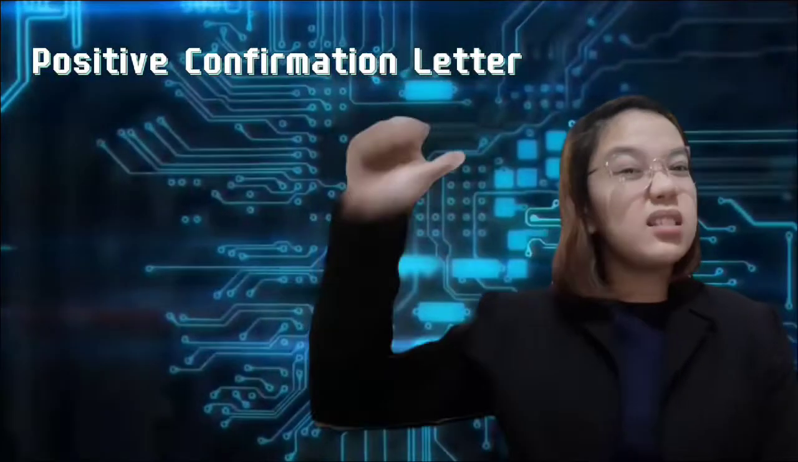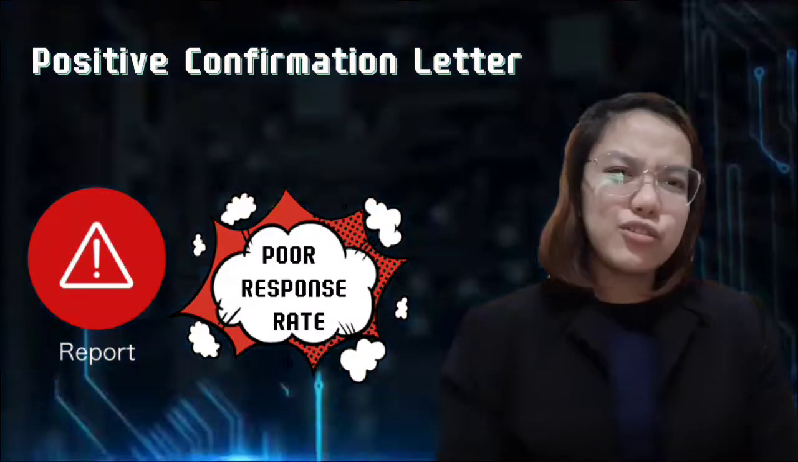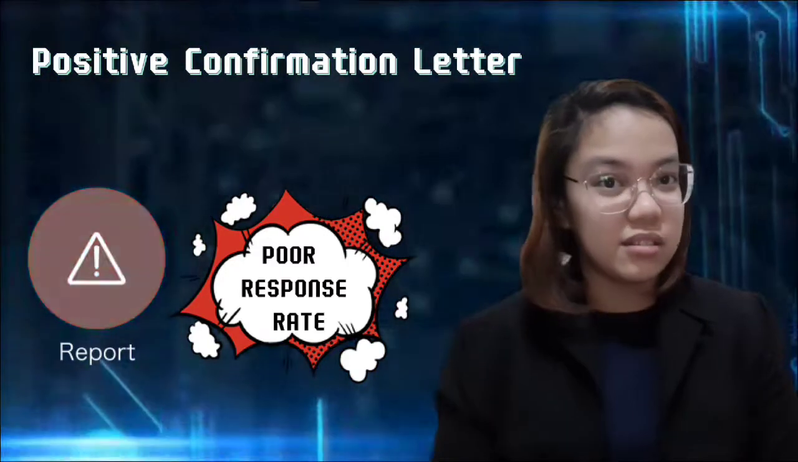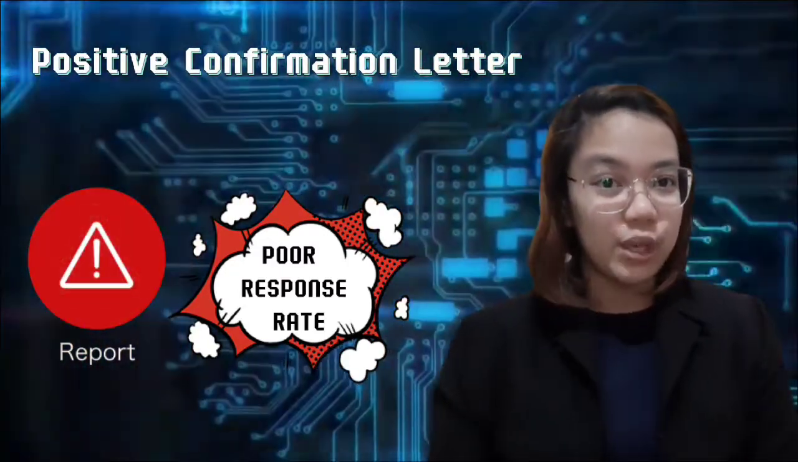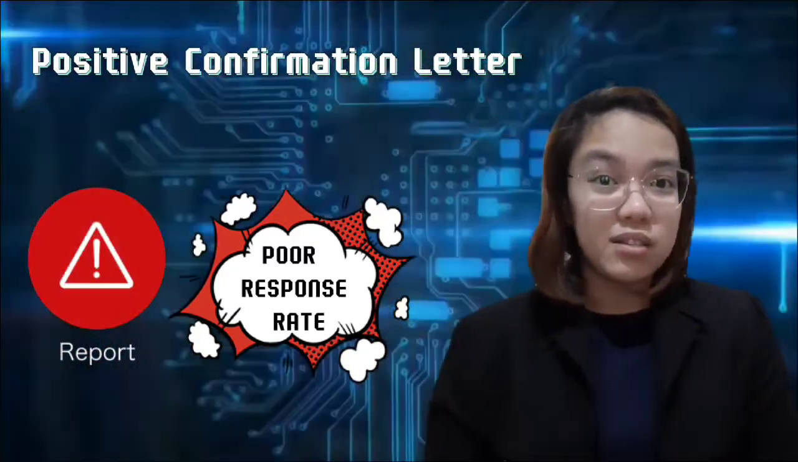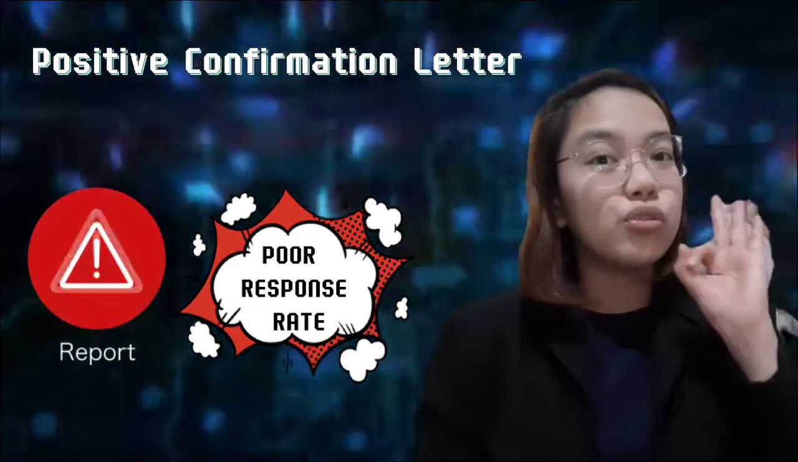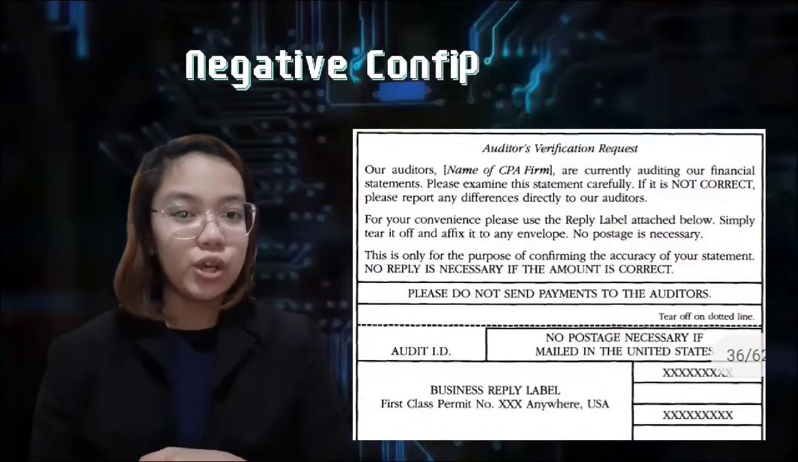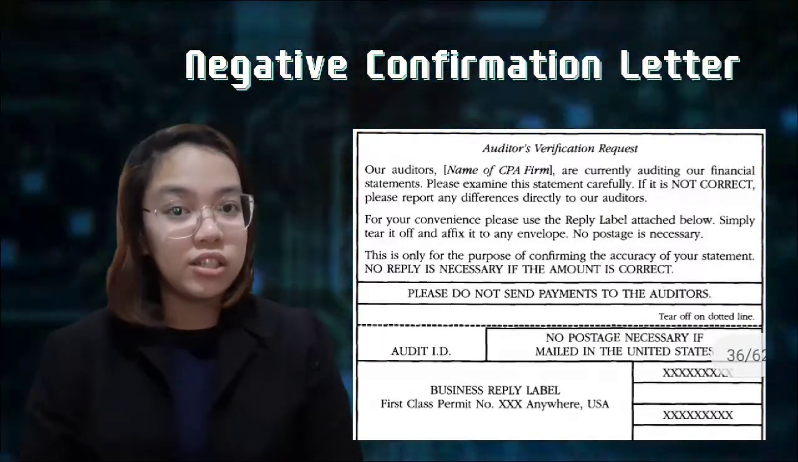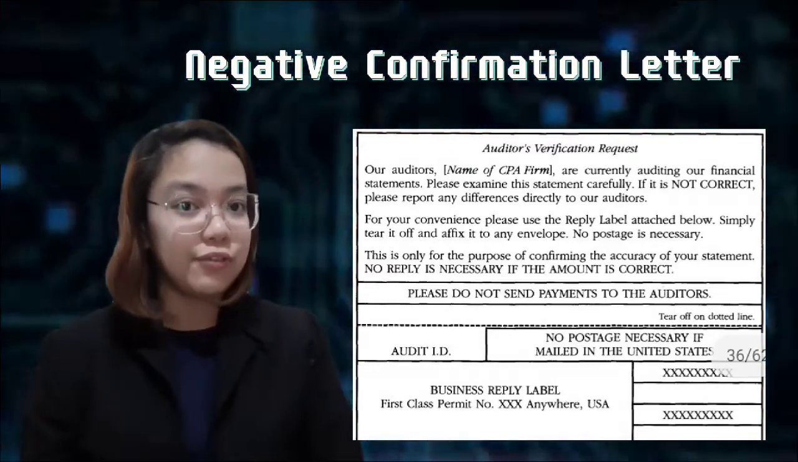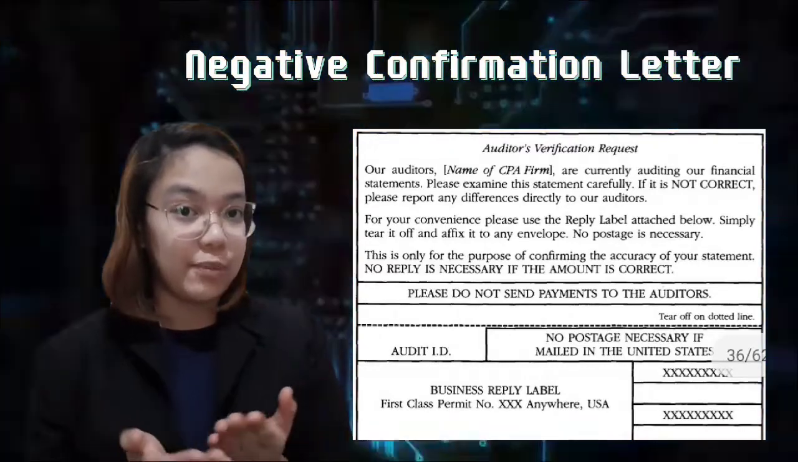The downside is the poor response rate. Customers who do not dispute the amount shown in the confirmation letter may not respond. The auditor cannot assume, however, that lack of response means agreement. To obtain the highest response rate possible, follow-up requests up to the third time may need to be sent to non-respondents. On the other hand, negative confirmation is a request to contact the auditor only if the customer has an issue with the accounts receivable information contained with the confirmation.